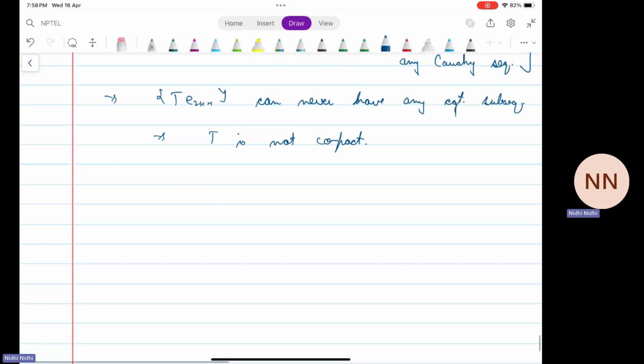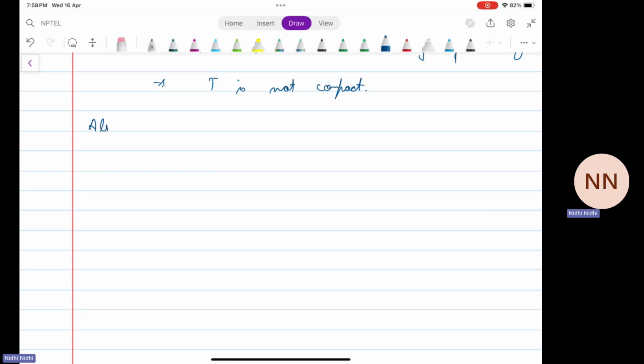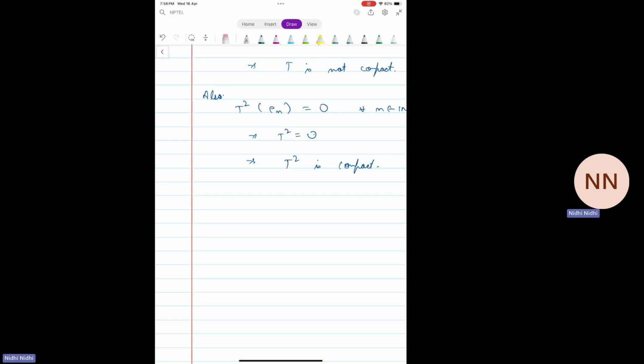And clearly you can see that, by the way T is defined, T square e_n, you can check it yourself, will be equal to 0 for every n in N. Since e_n is the orthonormal basis for H, we get T square equal to 0, and we know that the 0 operator is compact, therefore T square is compact. I hope this solution is fine with everyone.